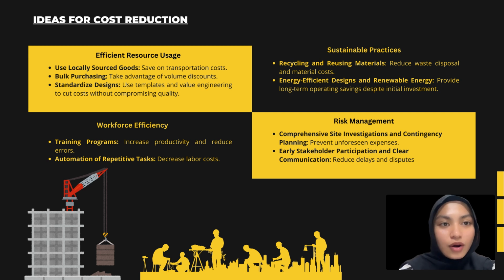Next is ideas for cost reduction. First is efficient resource usage, which is using locally sourced goods, bulk purchasing and standardized design. Next is sustainable practices, which is recycling and reusing materials, energy efficient designs and renewable energy. Third is workforce efficiency, which is training programs and automation of repetitive tasks. And lastly is risk management, which is comprehensive site investigation and contingency planning, early stakeholder participation and clear communication.